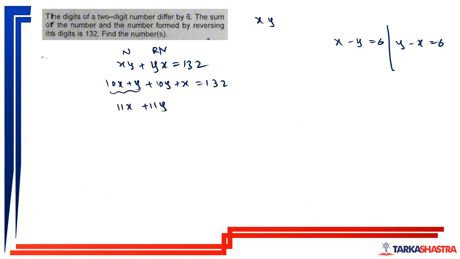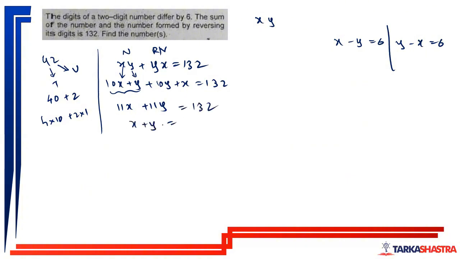xy is 10x plus y. Let us say 42. 2 is the units place and 4 is the tens place. How do we write it? 40 plus 2, or 4 into 10 plus 2 into 1. So that is how we have written that. x is 10x and this is y. The reverse of that is 10y plus x. The addition of that is 132, which gives me 11x plus 11y.